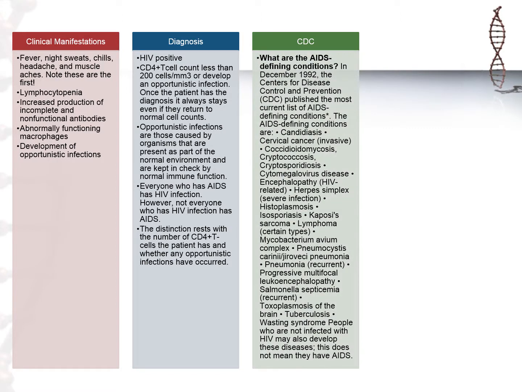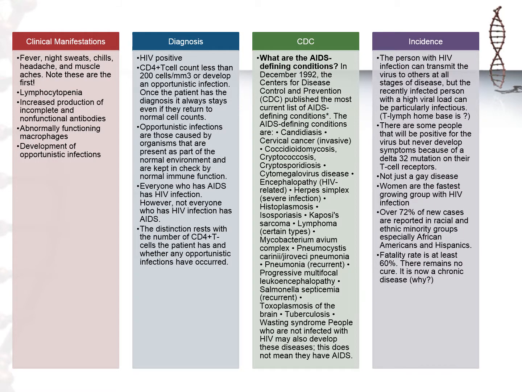In December of 1992, the Centers for Disease Control and Prevention published the most current list of AIDS-defining conditions. These conditions list opportunistic infections the patient will have or could experience, and wasting syndrome. People who are not infected with HIV may also develop these diseases, but that does not mean they have AIDS. Well, let's talk about incidence.